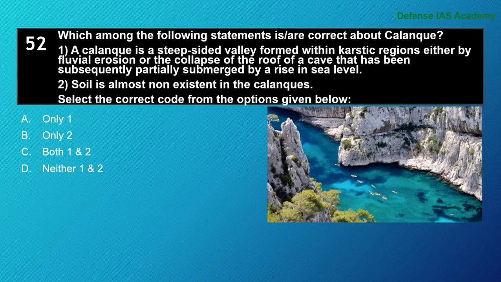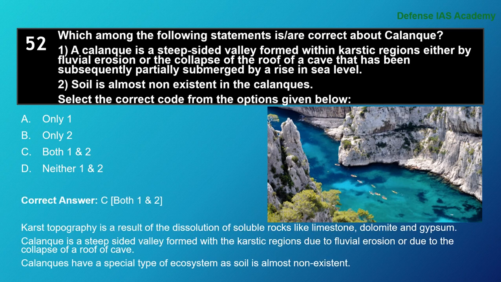Which among the following statements are correct about Kalanke? 1. A Kalanke is a steep sided valley formed within a karstic region either by fluvial erosion or the collapse of the roof of a cave that has been subsequently partially submerged by a rise in sea level. 2. Soil is almost non-existent in Kalanke. Select the correct code from the options given below. The answer is option C, both 1 and 2. Both 1 and 2 about Kalanke are true, and you can see a picture of Kalanke that's shown.